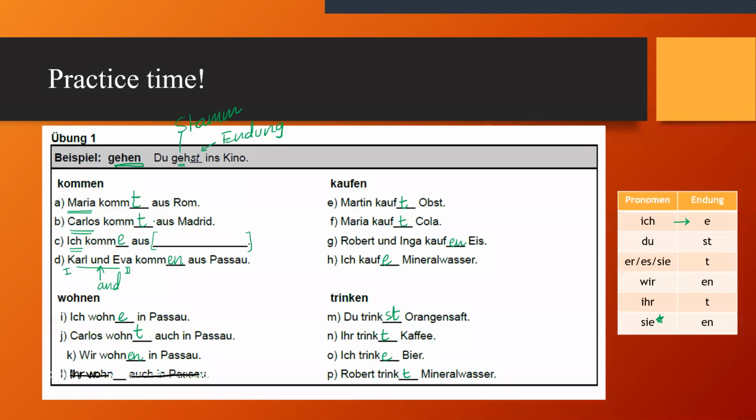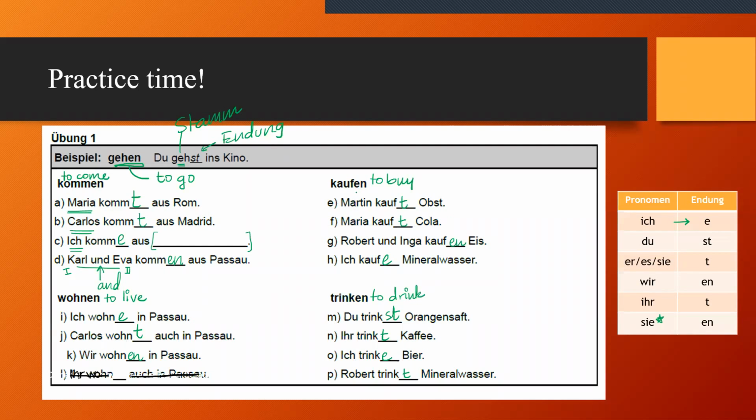All right. So this was basically you conjugating the verb. So now let's go to the meaning of those infinitives first. So first we have gehen, that is to go. Kommen is to come. Kaufen, to buy. Wohnen, to live. And any guess for trinken? Any guess what would trinken mean? Drink. Yeah, it is to drink.